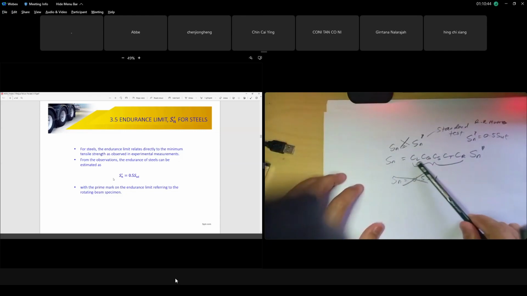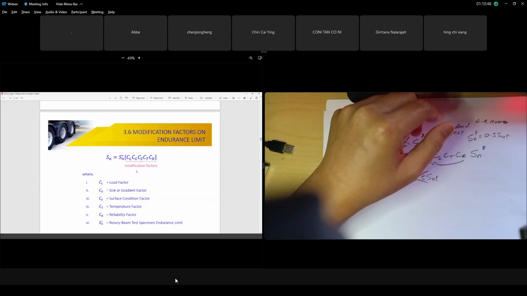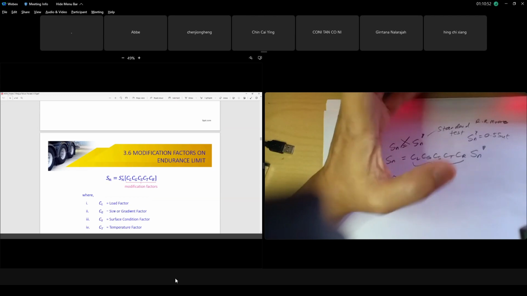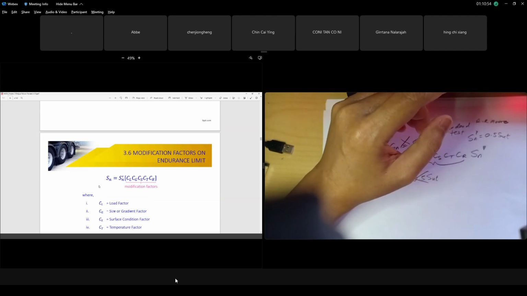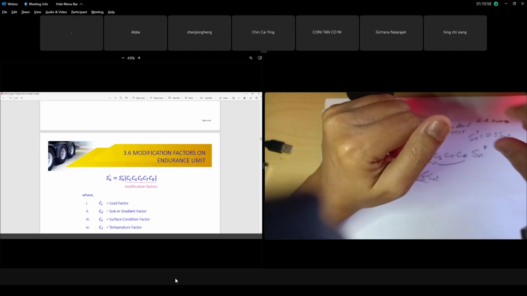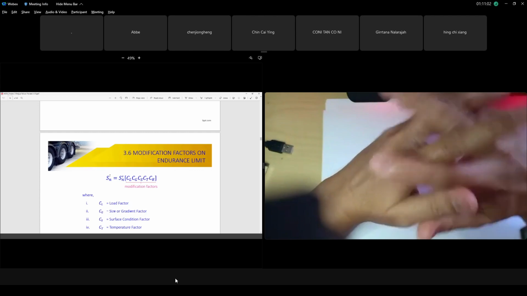Okay, this is the modification factor. If you look at this note, modification factor, this is our endurance limit. We have to adjust it to our case. This is our case, the endurance limit that we want to calculate. First thing in fatigue analysis, you must find the endurance limit first. You can get it earlier.